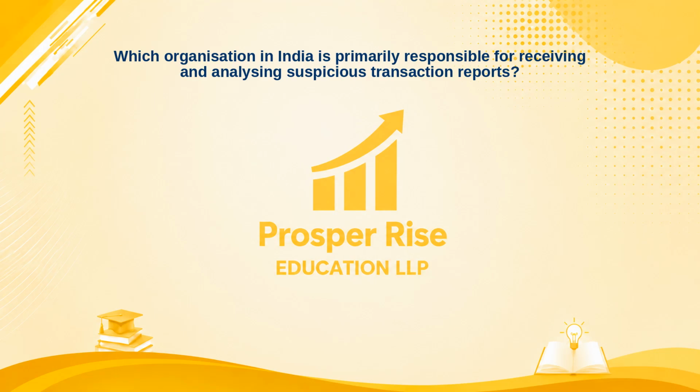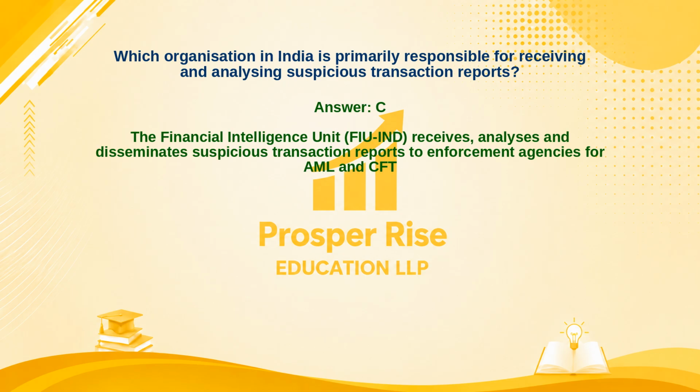Which organization in India is primarily responsible for receiving and analyzing suspicious transaction reports? Here are your options. A. SEBI. B. RBI. C. FIU-IND. Or D. CBI. Take a moment to pause the video and decide. The correct answer is Option C. Let's see why. The Financial Intelligence Unit, FIU-IND, receives, analyzes, and disseminates suspicious transaction reports to enforcement agencies for AML and CFT.